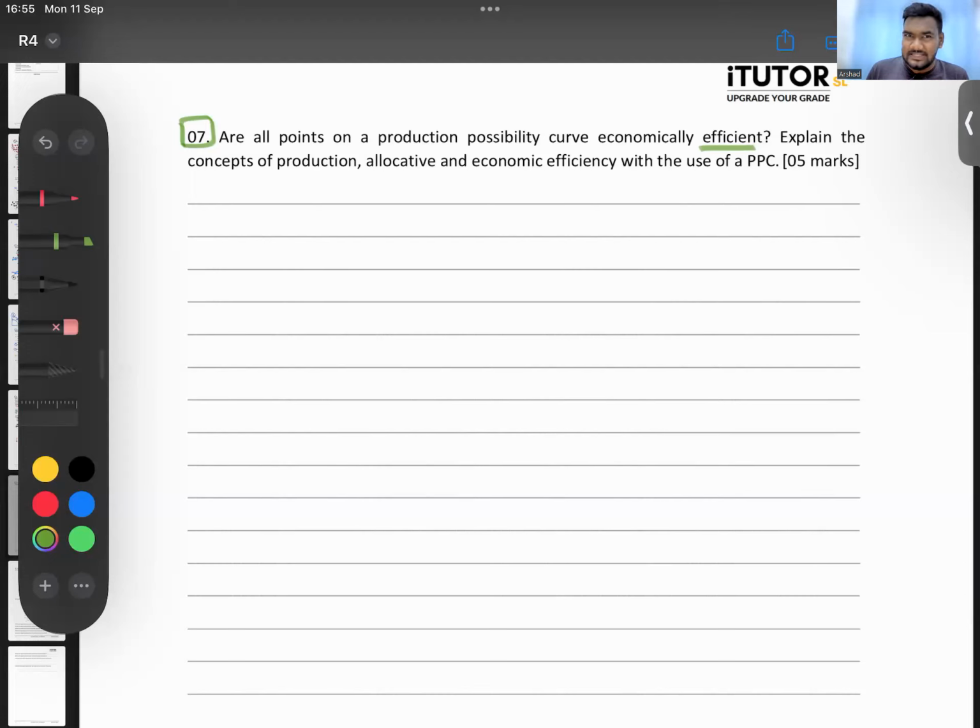Any point on the PPC represents? It doesn't represent economic efficiency, correct? And then what does it represent? It represents productive efficiency or production efficiency. If you all watched the video, you would have figured it out.